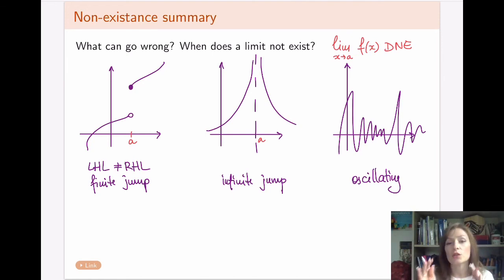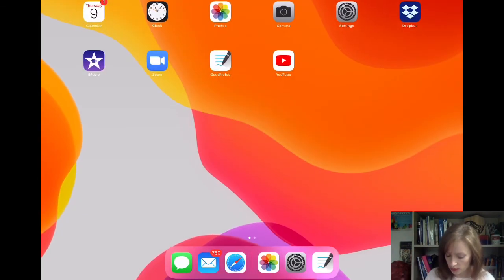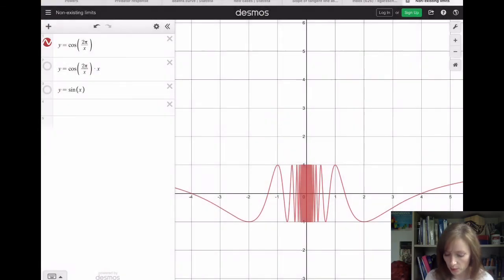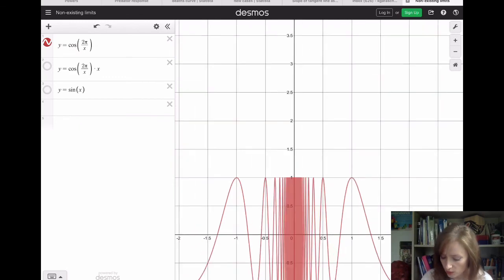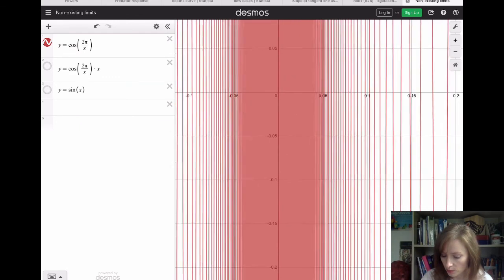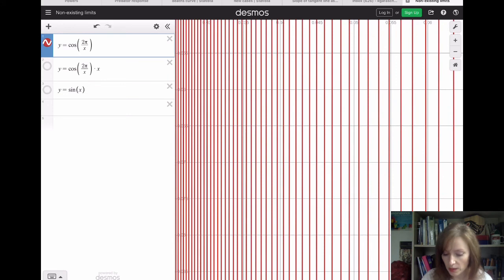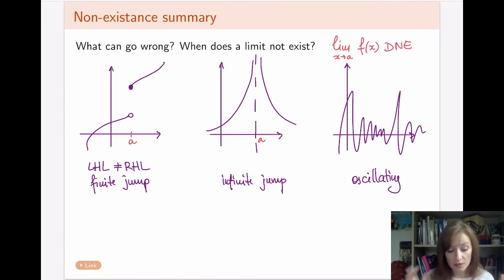The idea here is that no matter how close I zoom in, the function will always be oscillating. It will never have any particular value. So we can take a quick look here at the graph, for example, of this function. It's a cosine, right? I can try to zoom in, but no matter how closely I zoom in, it still goes up and down. So if I fix a very particular point of x, I cannot get close enough to it and have my function stabilize. Okay? But these are the three non-existence cases that we will talk about.